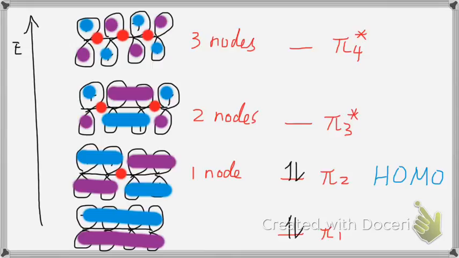Pi 2 molecular orbital will be our HOMO, the highest energy occupied molecular orbital, because pi 2 has higher energy than pi 1, and it's occupied. While the LUMO, the lowest unoccupied molecular orbital, will be pi 3 star. Okay, pi 3 star has lower energy than pi 4 star, and it's unoccupied.